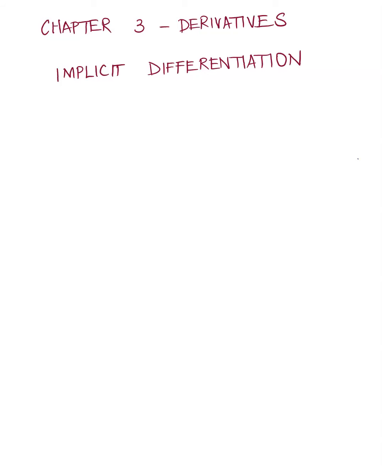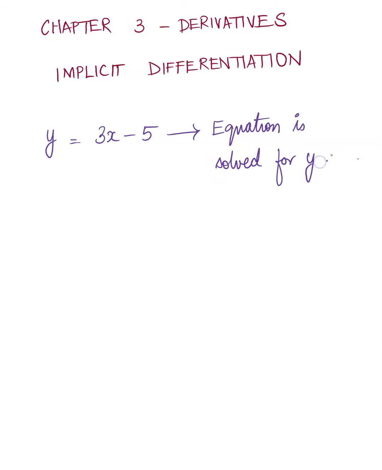To explain the concept here, let's begin by looking at this equation, y equals 3x minus 5. We can say that this equation is solved for y. What that means is that y is by itself, y is isolated on one side of the equation, and the rest of the equation on the other side is written in terms of x.